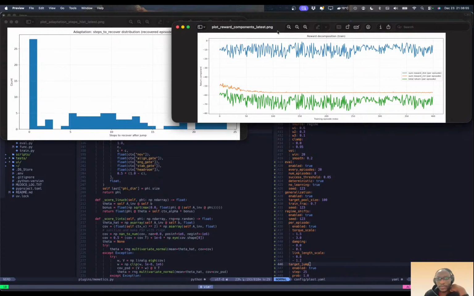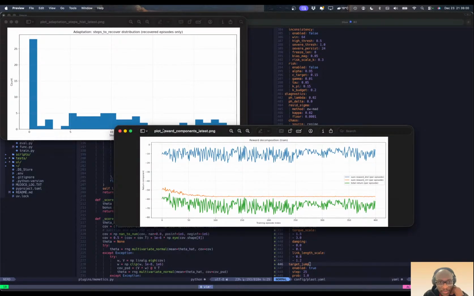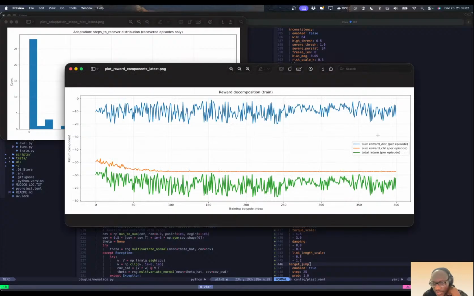And the other thing is these plot components, reward components. I don't know what these sum towards. This is what blue is, sum reward distance, and sum reward control per episode, and then we have total return per episode. Well, I don't know how to interpret this. I think I need to.